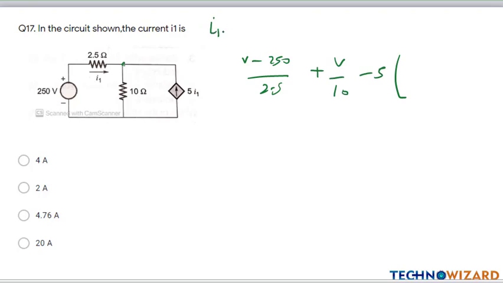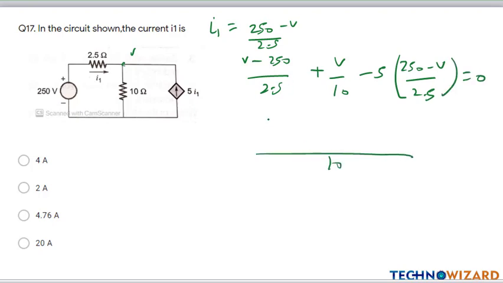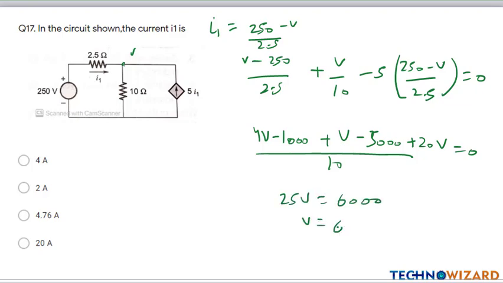I1 can also be written as (250 minus V) upon 2.5. Putting this here, (250 minus V) upon 2.5 is equal to 0. Taking LCM, which will come out to be 10, this will come out to be 4V minus 1000 plus V minus 5000 plus 5 for 20V. So 4V, 5V, 25V is equal to 6000. V will be 6000 divided by 25. On calculating this, we will get 240 volt.